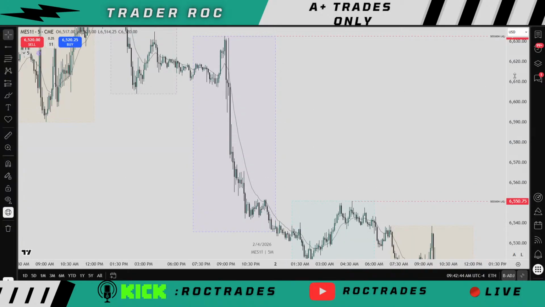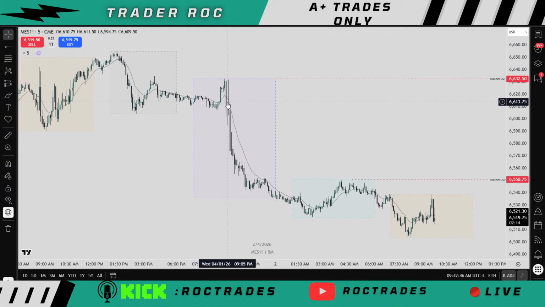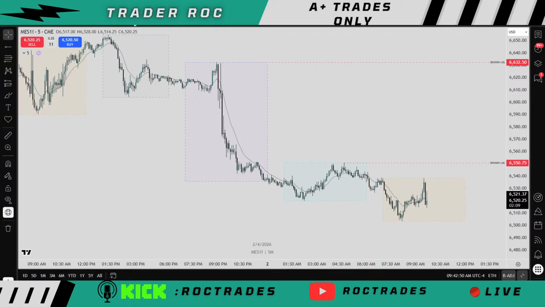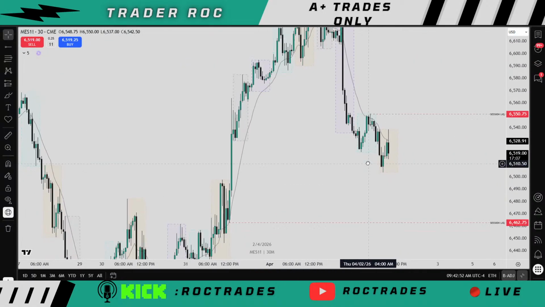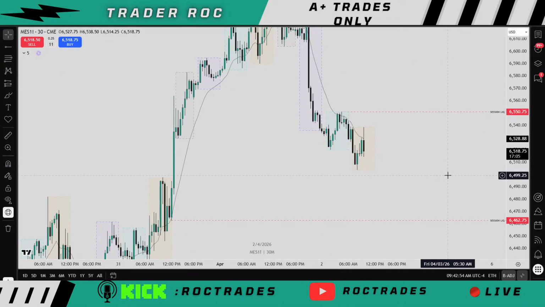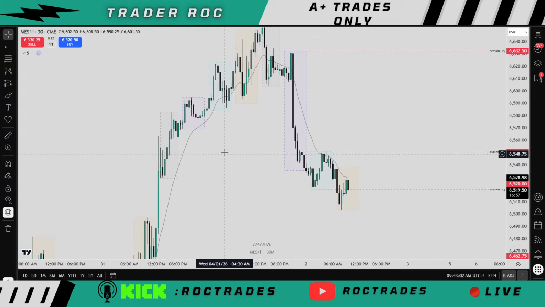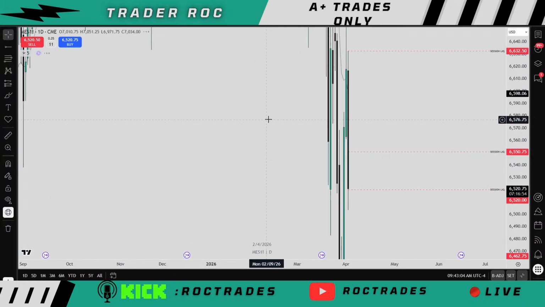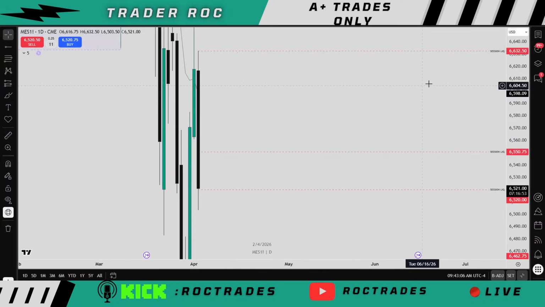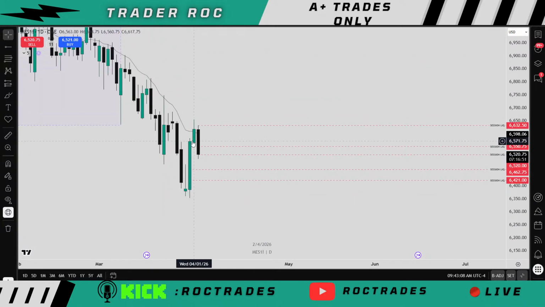Overnight session. My goodness. Straight drop. But hey, let me drop this in here. We take out this overnight low. We take out a few daily candle lows here. We took out yesterday's low, driving into this bullish candle here.